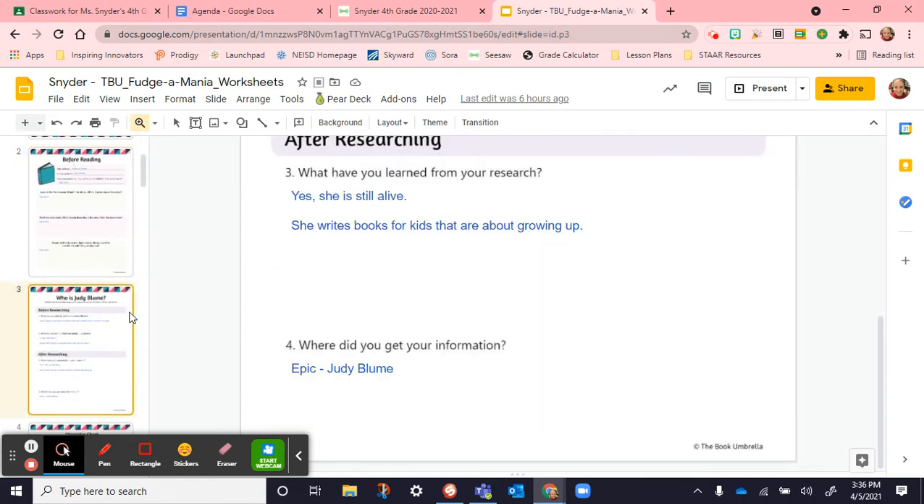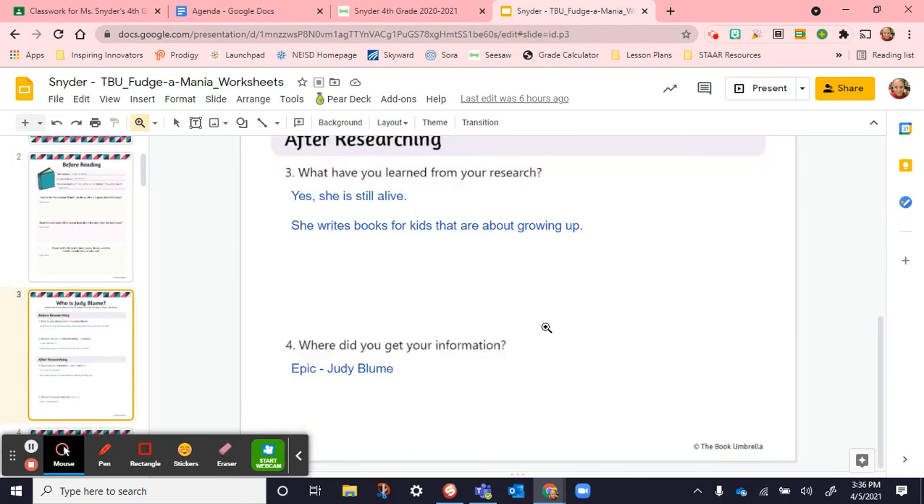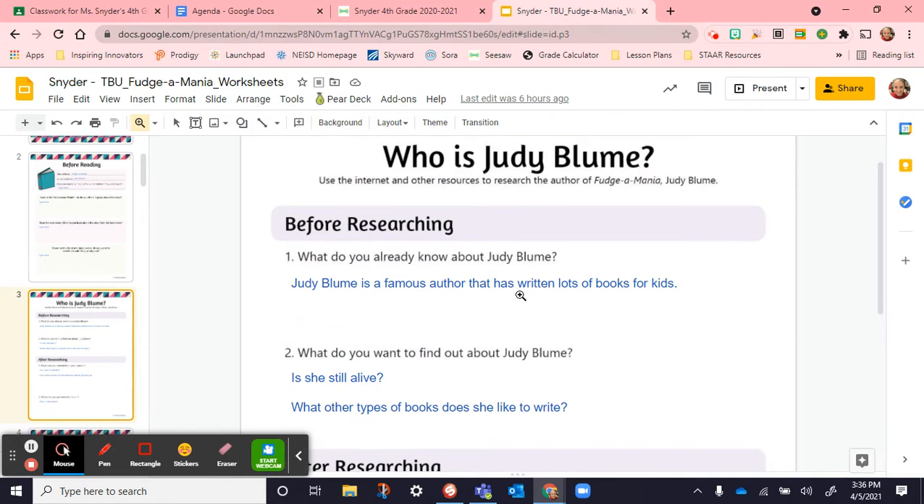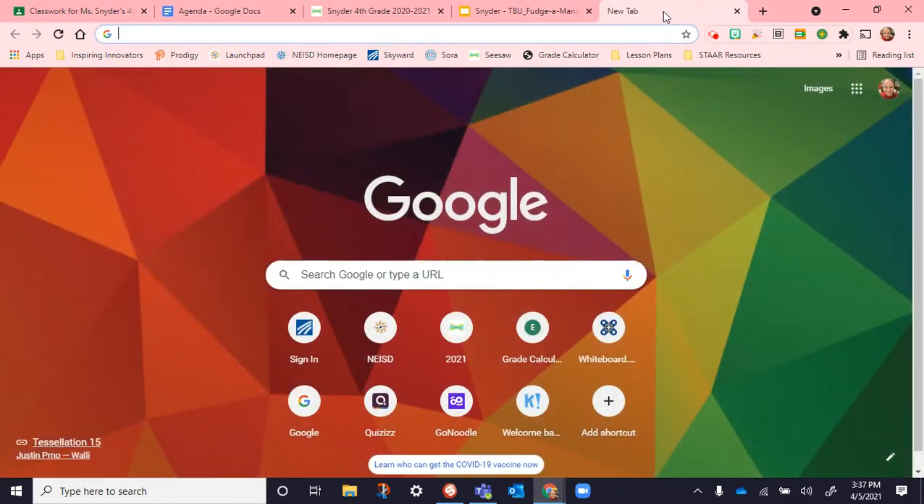Then when you go to page 3, this is all about Judy Blume. Page 3. All right, so here it says, what do you already know about her? We said that she's a famous author. She's written lots of books for kids. We had some questions about that we wanted to find out. So we wanted to know if she was still alive and what other types of books she likes to write. Then we went over to Epic.